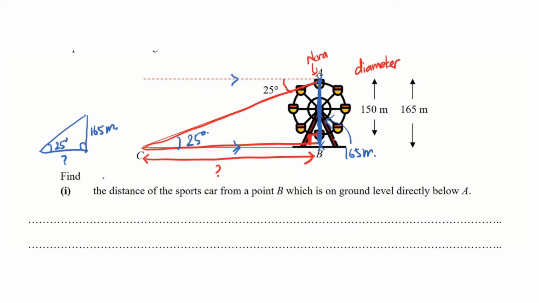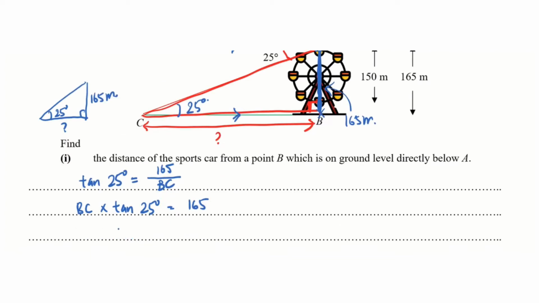So let us have tangent 25 degrees equals the opposite, which is 165 meters, over the adjacent distance, which is BC, because it is from point B to point C. Okay, so cross multiply: BC times tangent 25 degrees equals 165. Hence, BC is equal to 165 divided by tangent 25 degrees.